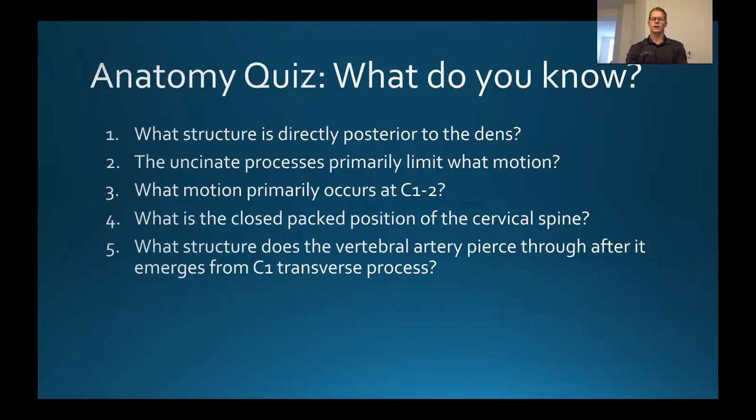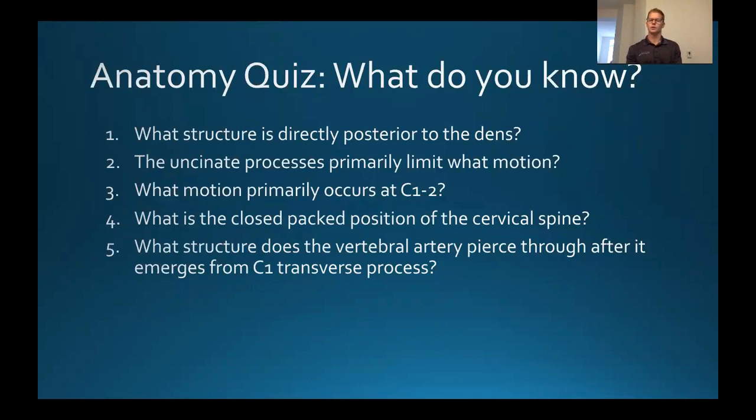The reason it is important that the transverse ligament is just posterior to the dens is that it is going to prevent any translation of the dens into the spinal cord, creating any sort of upper cervical instability or a spinal cord injury. Question number two, the uncinate processes primarily limit what motion?